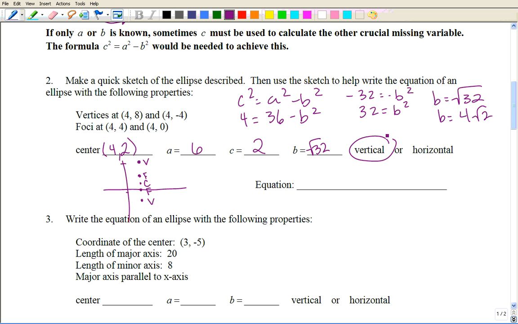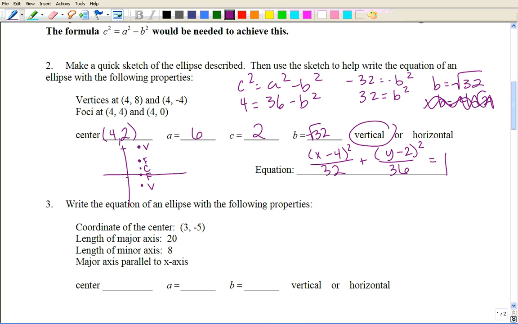I'm not really going to emphasize that, you don't really need to do it this other way here, because in the equation we would need b squared, so the square root of 32 squared, the square root just goes away. So if we have the center at 4, 2, we have x minus 4 squared over here, and y minus 2 squared over here, always equal to 1. We know that this is vertical. That means the b squared term will go first. So the square root of 32 squared is 32, and then a squared is 36. And there's the equation of this ellipse.